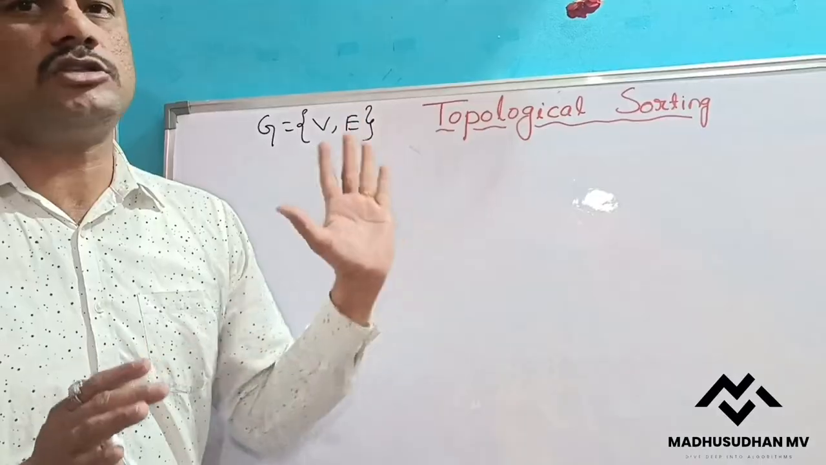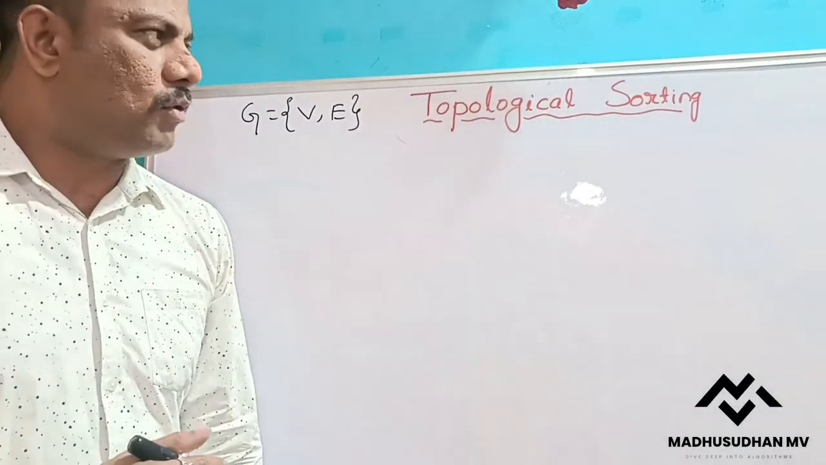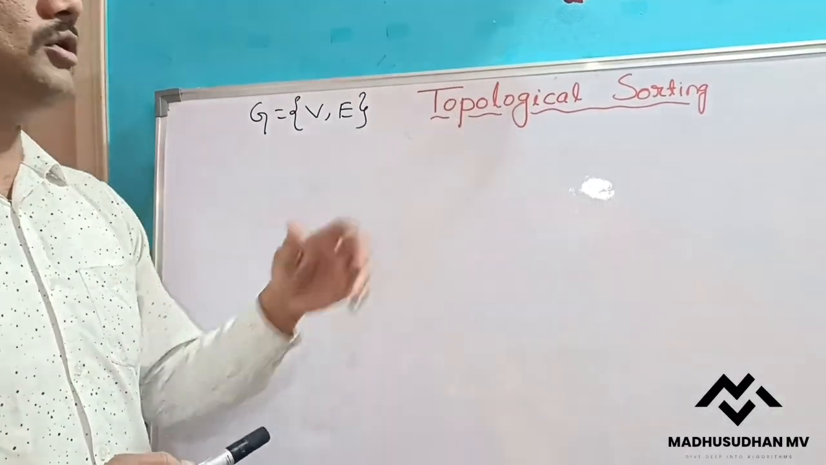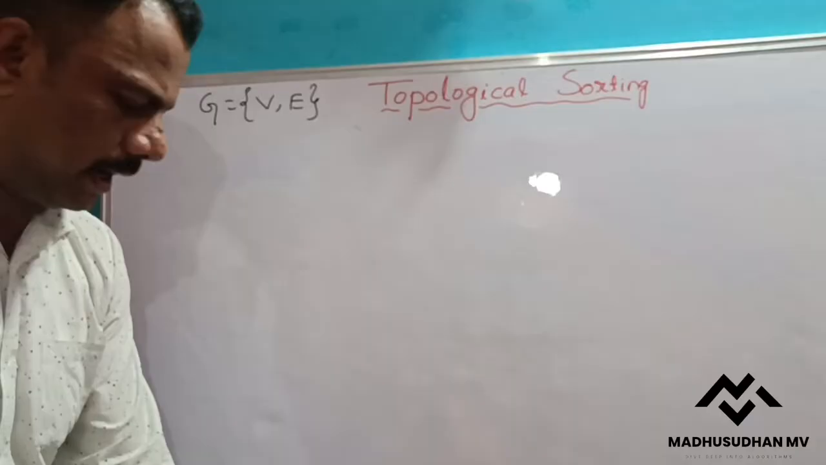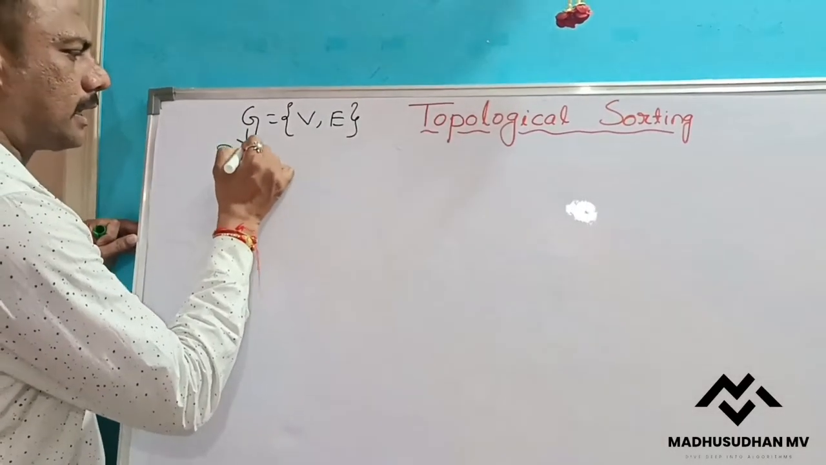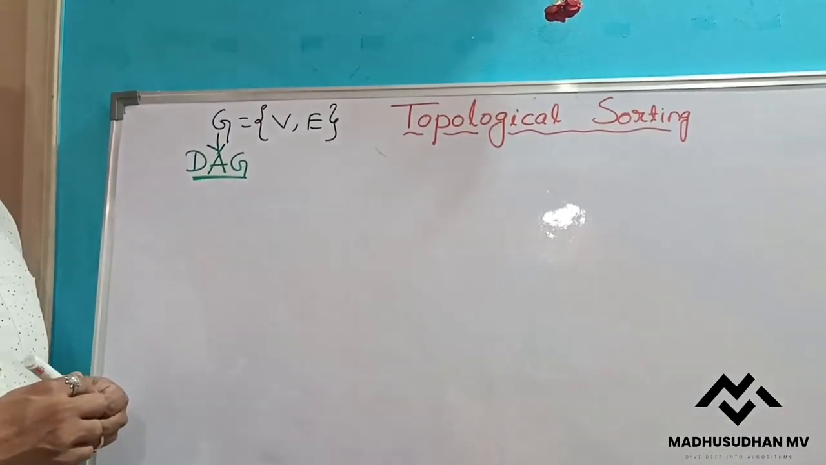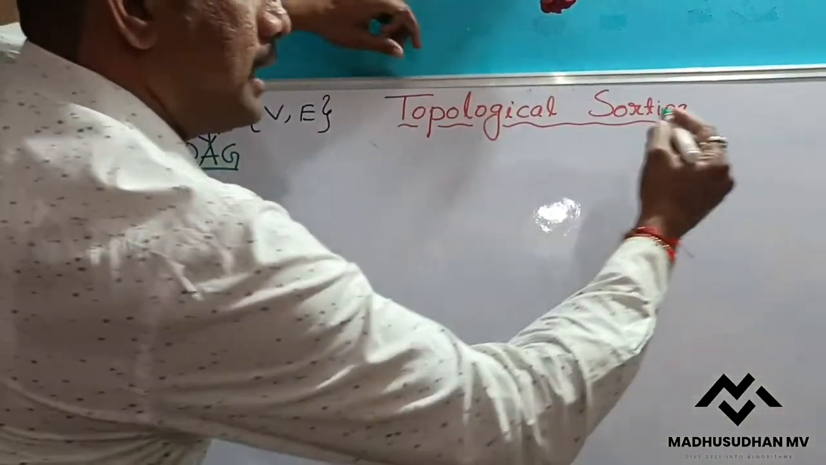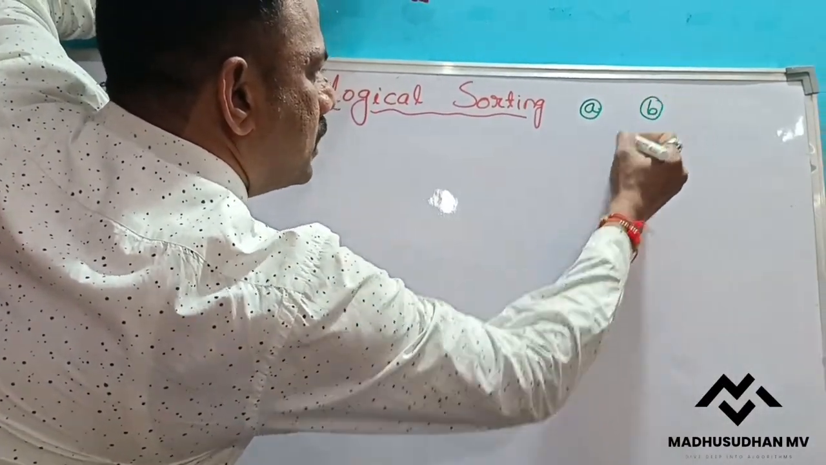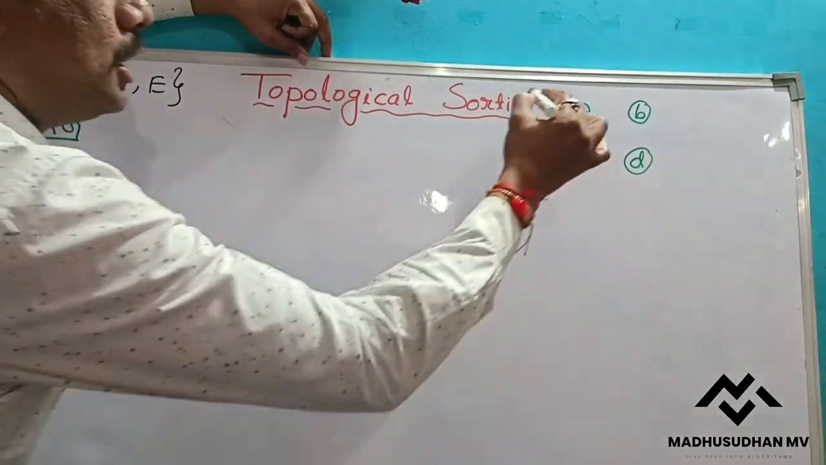Now we know what topological sorting is. For what type of graph can we apply it? Topological sorting can be applied to a graph that should be a directed acyclic graph. Now let us see what we mean by directed acyclic graph. Let us take a simple example: vertices A, B, C, D. There are four vertices.